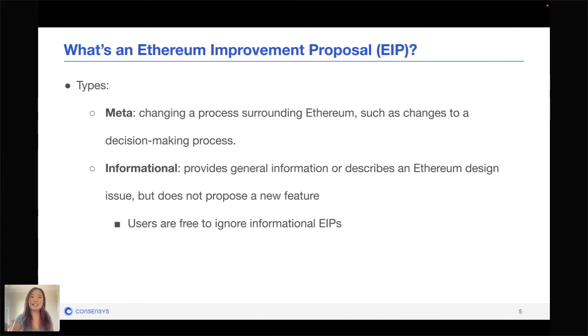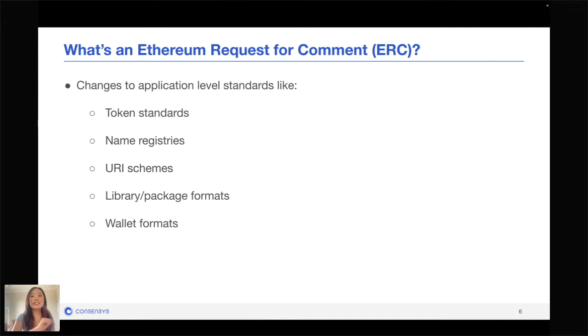So that's EIP. As I said before, we're going to dive a little deeper into ERCs, Ethereum Requests for Comment, which are application-level standards. That's stuff like token standards, name registries, URI schemes, library formats, and wallet formats.